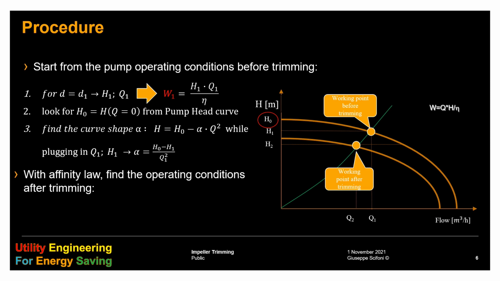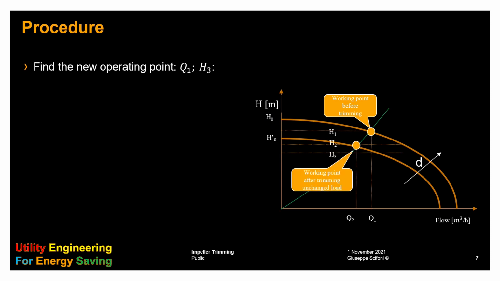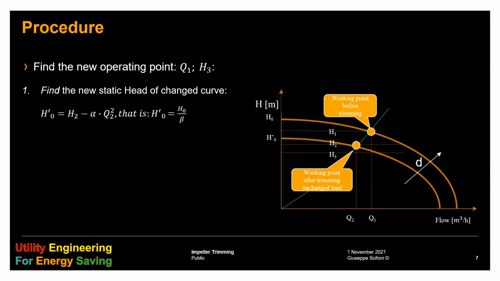After the trimming, head and flow are changing as per the affinity law. H2 is H1 over beta, and Q2 is Q1 over square root of beta, being beta the ratio of the diameters square. Important to remark is that the found values Q2 and H2 are still sitting on the old load curve. The new operating point is sitting on the intersection between the new pump curve and the new load curve instead. And to find the new pump curve, we need the static head.